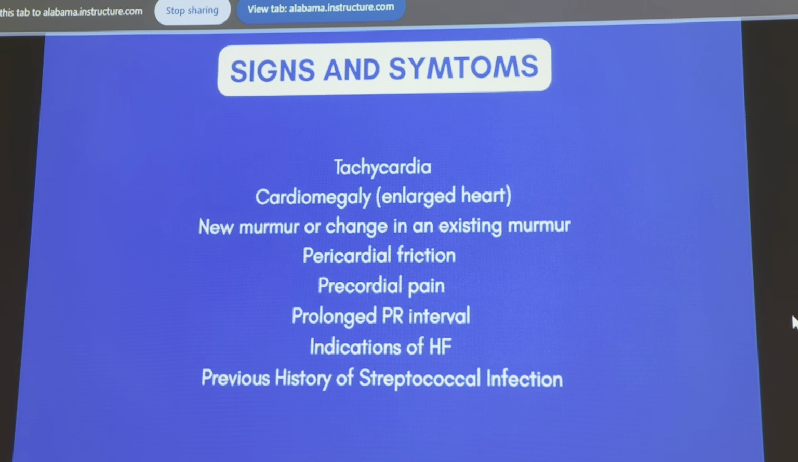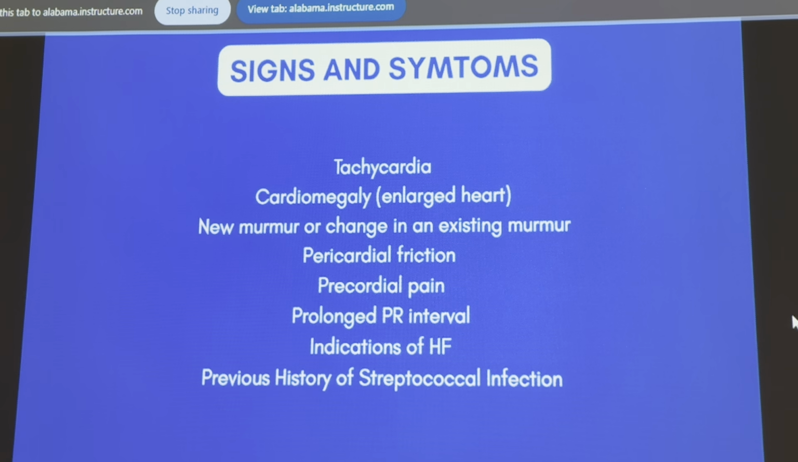Let's talk about our signs and symptoms. Big things, cardiomegaly, so an enlarged heart. Remember, my heart is getting inflamed. It has this infection, this disease process that's occurring, creating those small nodules, those little lesions around the valves, around the myocardium and the pericardium. So we're having that enlarged heart.